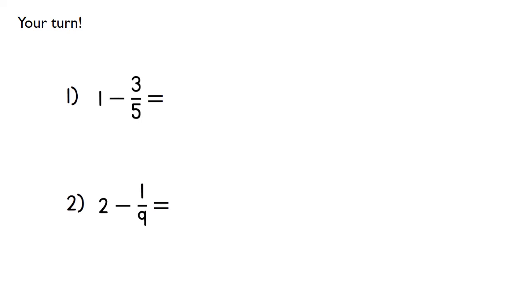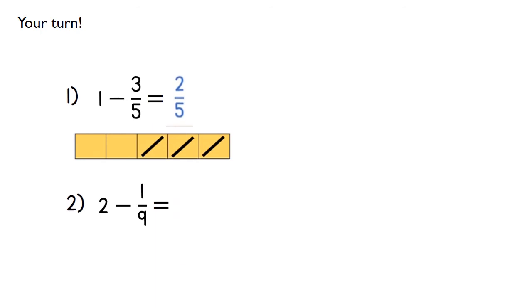Okay, so question 1 is 1 subtract 3/5. Now, we're dealing with fifths here, so we know that that 1 is the same as 5/5. So if we have 5/5, which is seen here on the bar model, and we subtract 3/5, we are left with 2/5.